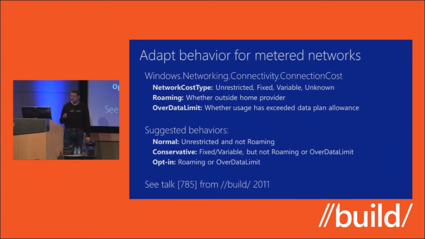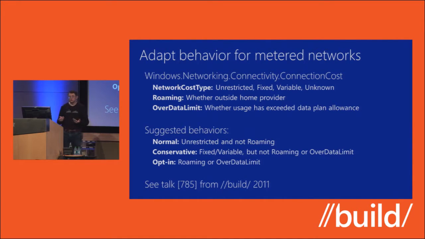Roaming is a Boolean, whether you're outside your home provider or not. So let's say I'm on a mobile broadband connection, LTE or something, and I'm out of my home area. And over data limit is whether I'm already past my cap and I'm now, say, paying per byte. So that's the information we provide that you can consume in whatever way that you want.